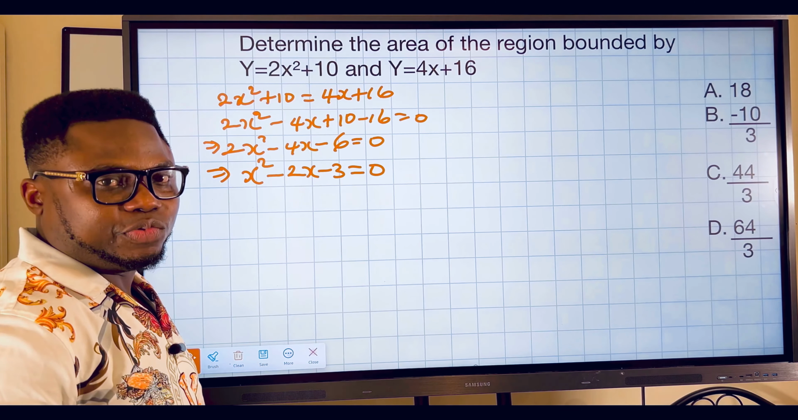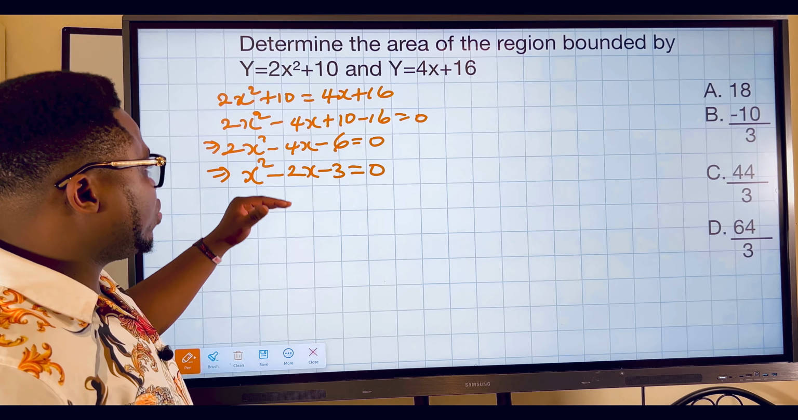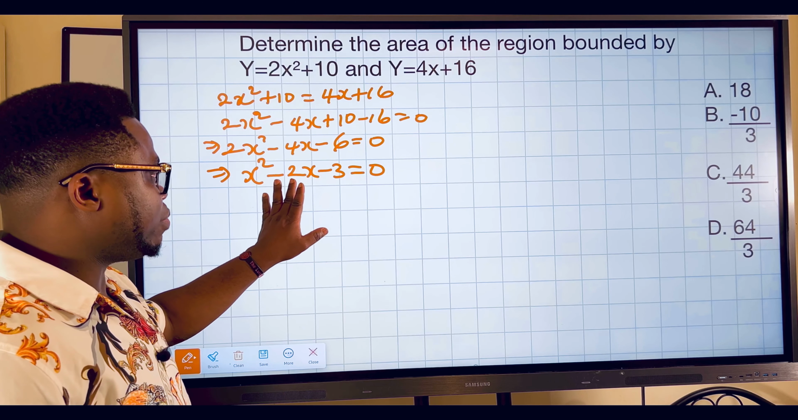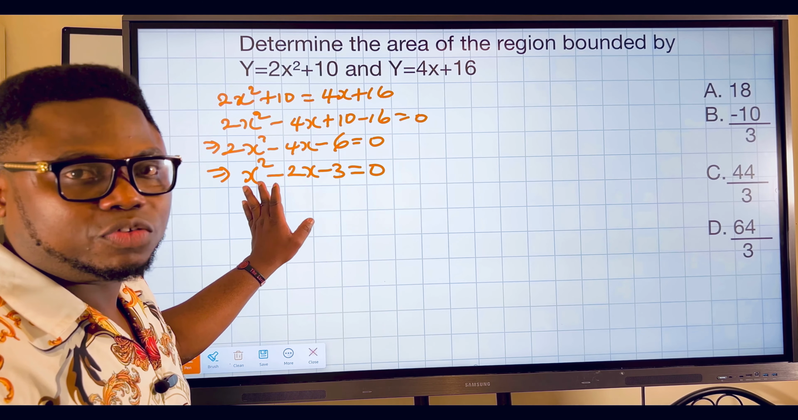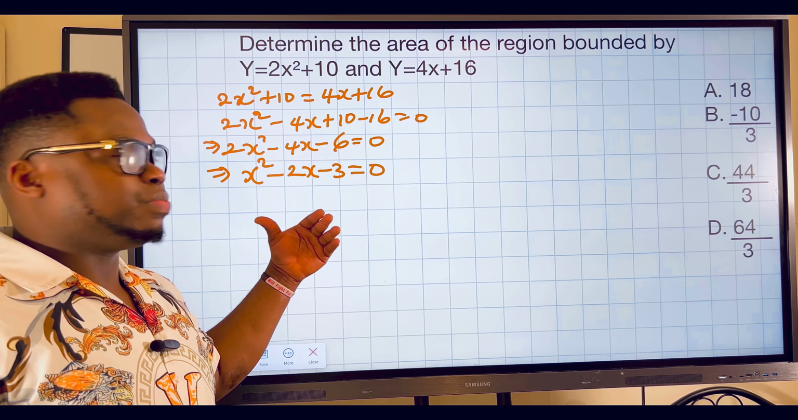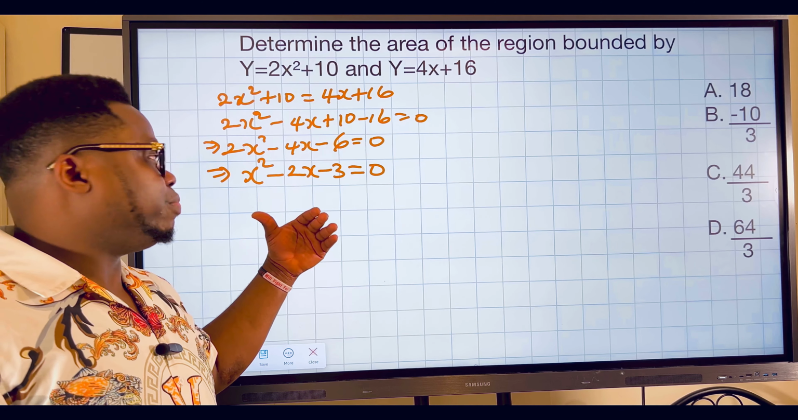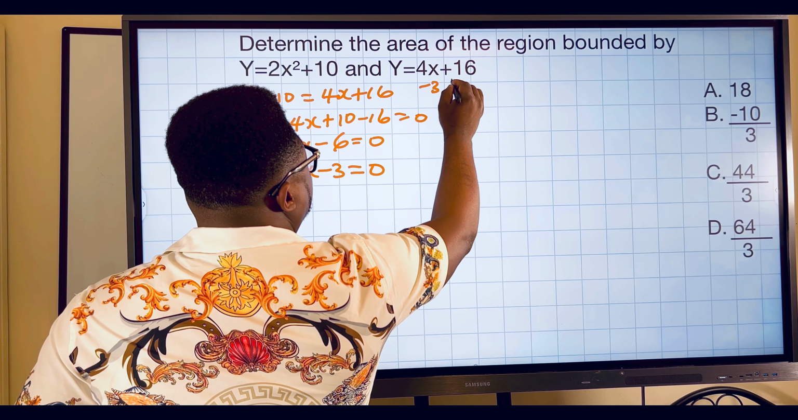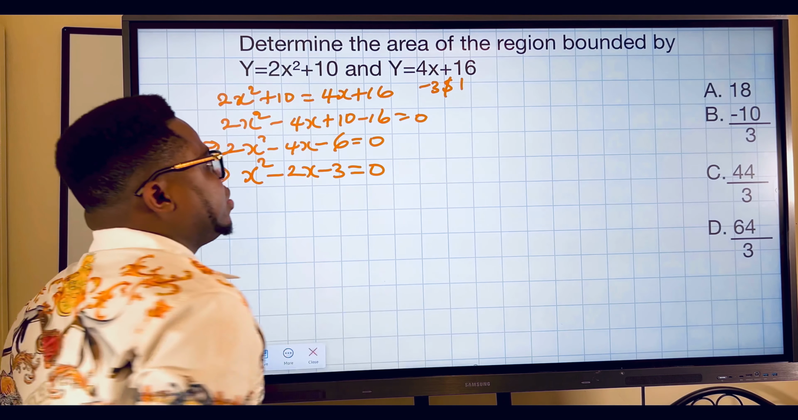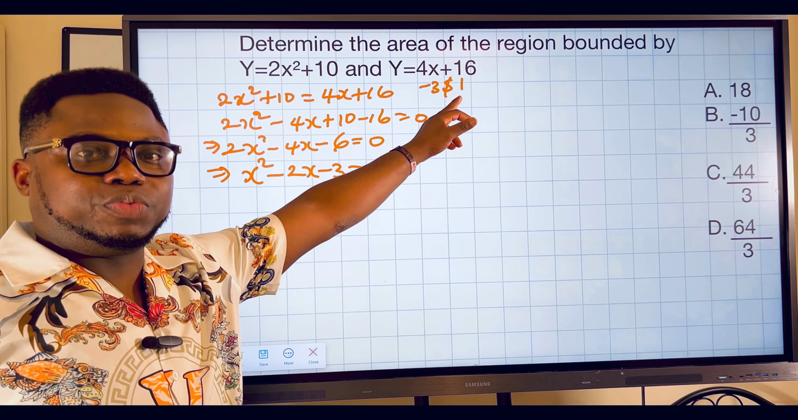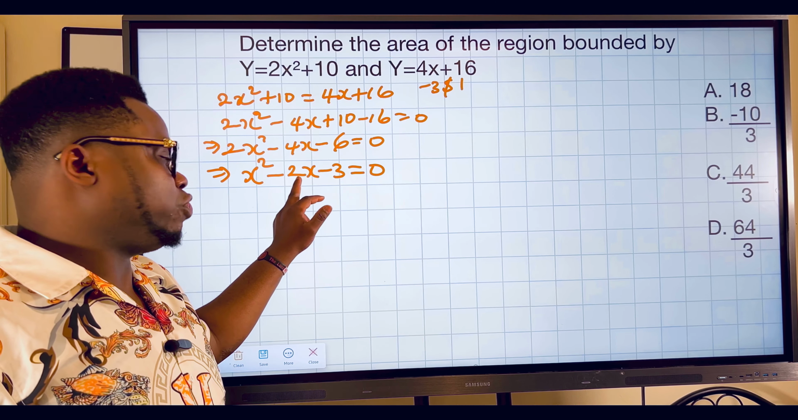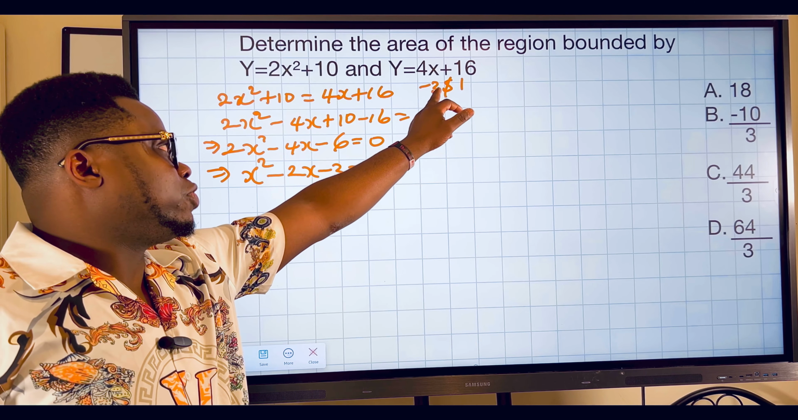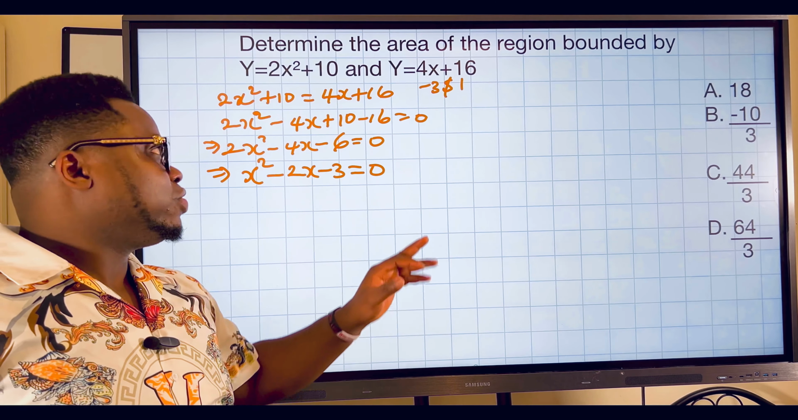This is a quadratic equation, so I'm going to solve it using the factorization method. In the factorization method, I'm going to find two numbers that will give me minus 2 when I add them, but will give me minus 3 when I multiply them. What are the two numbers? I'm going to be looking at minus 3 and plus 1. If I add minus 3 to plus 1, I'm going to have minus 2. But if I multiply the two, I'm going to have minus 3. So these are the two numbers.